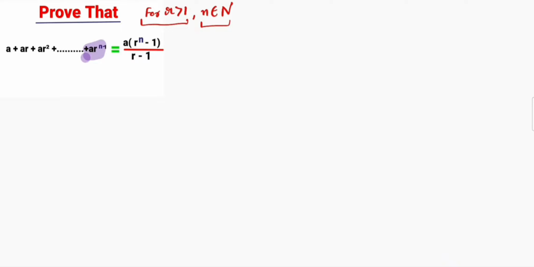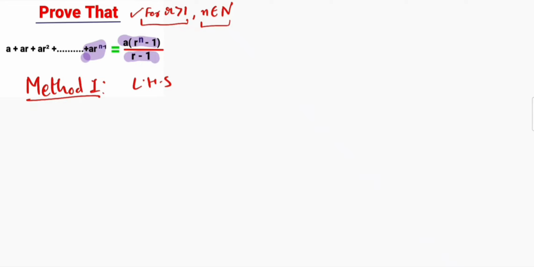In this question, we have to prove that a + ar + ar² + so on + ar^(n-1) is equal to a(r^n - 1) divided by (r - 1), for all r greater than 1 and n belonging to natural numbers. Left hand side is equal to right hand side. We can prove this by two methods. So first method here, we'll take the left hand side.